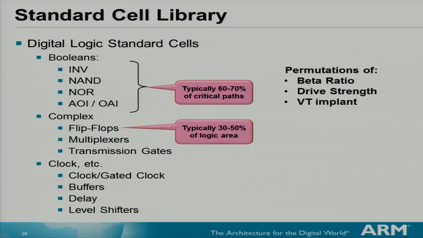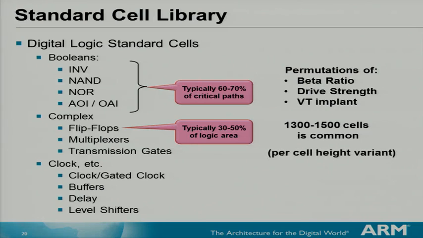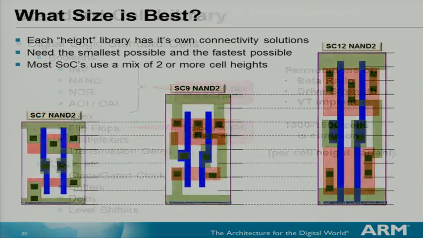And generally, your standard cell library will have a permutation of different beta ratios, that is the N and P ratio, different drive strengths, and different threshold implants. About 1,300 to 1,500 cells is pretty common for a standard cell library, and this is per cell height variant. So here, for example, I'm just looking at an 8-track standard cell library. As you move to a different track height, you can again have a different number of standard cells in that library.